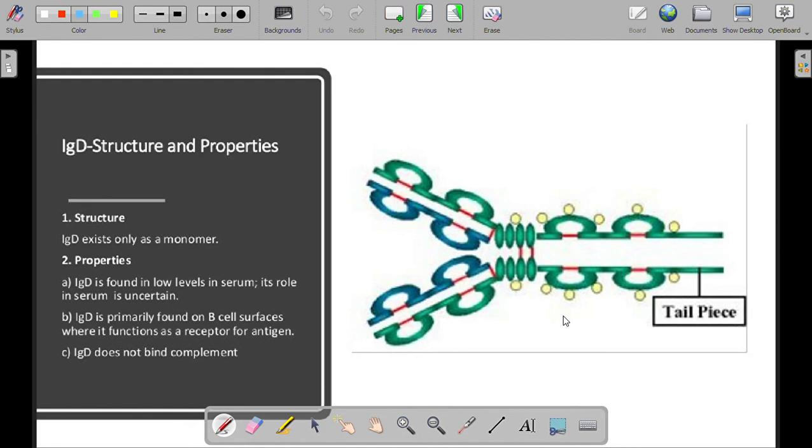Now, IgD also exists as a monomer. IgD is found in low levels in the serum. Its role in the serum is uncertain, not very well known till now. IgD is primarily found on the B cell surface, where it functions as a receptor for antigen. IgD does not bind complement.